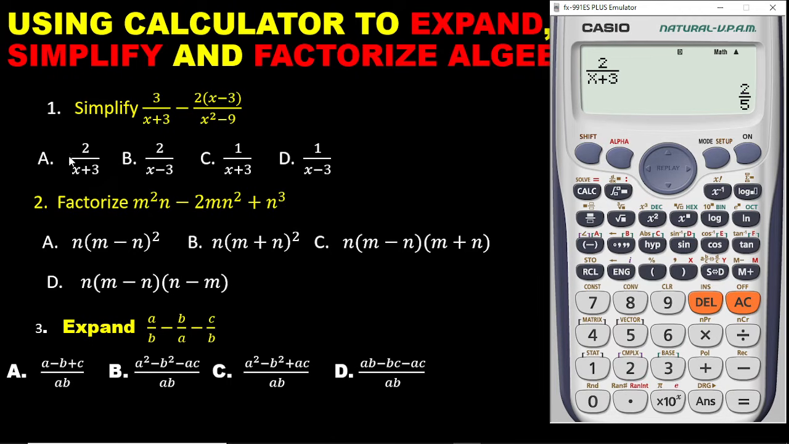Once we are getting 2 over 5, it means this is not the answer. Let's go for the second one. And the second one is x over 2 over x minus 3. Thankfully, we have 2 over x plus 3 here. Now, let's change this plus into minus.